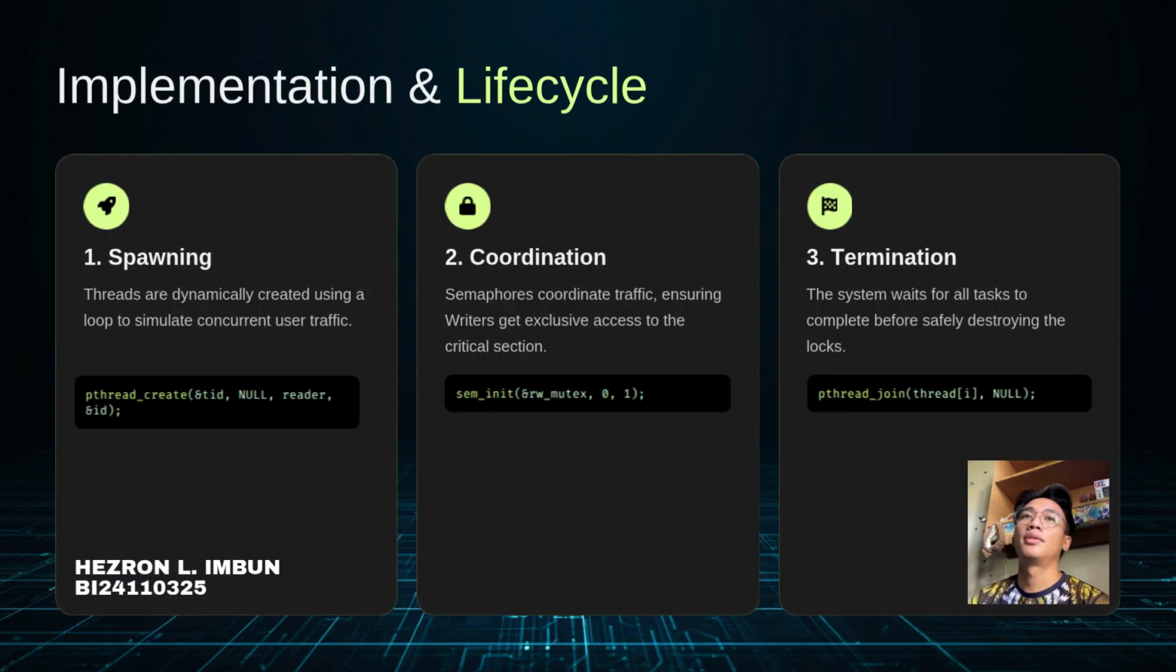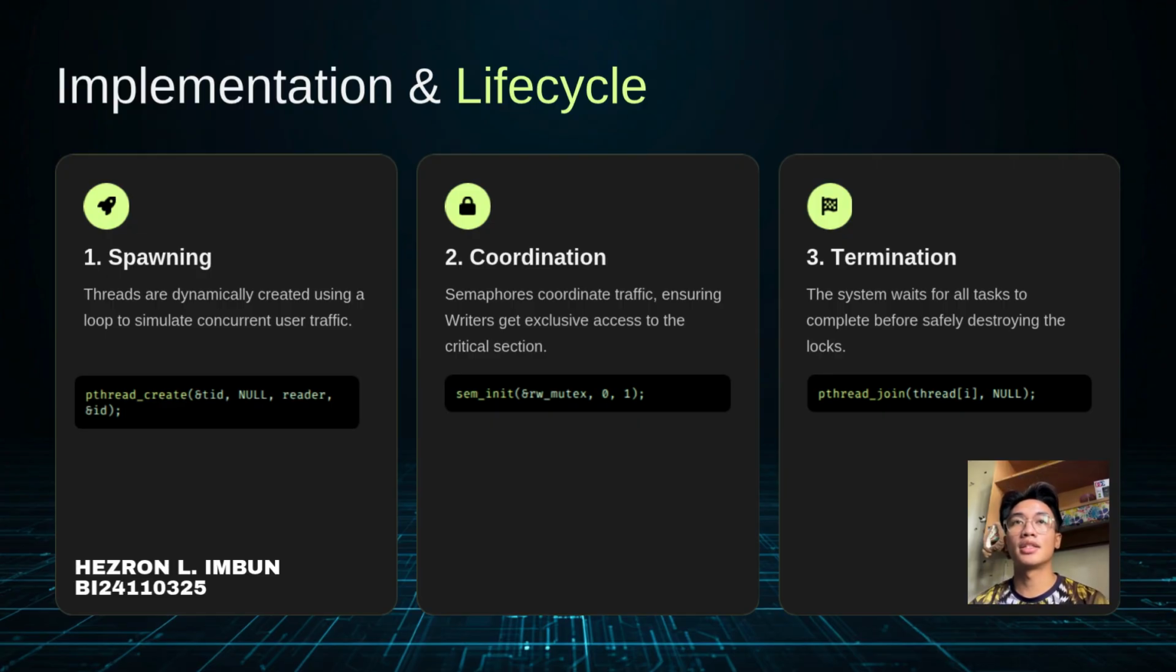Moving on to the implementation and life cycle of this thread, the execution happens in three distinct phases. First is the spawning phase. To simulate concurrent user traffic, threads are dynamically created using a loop structure. This allows us to instantly generate our active readers and writers into the system.